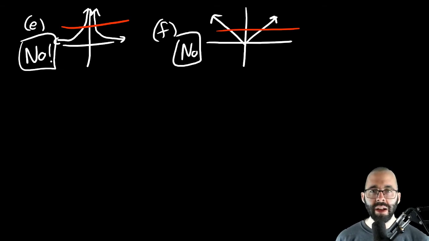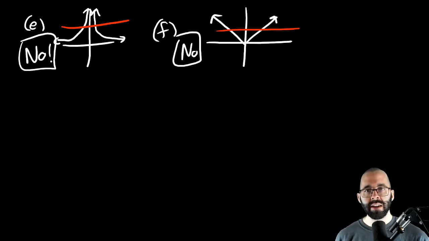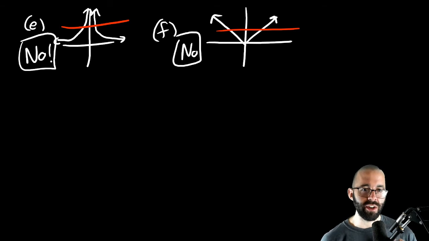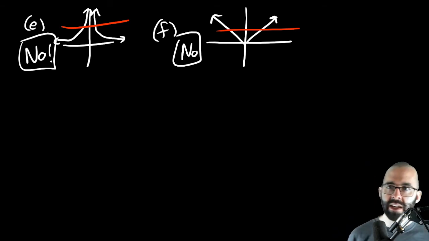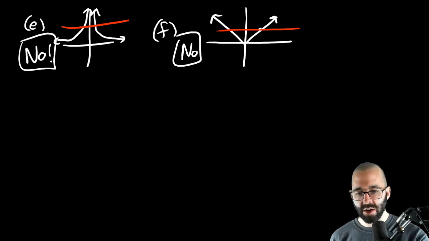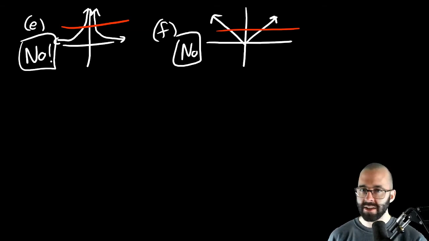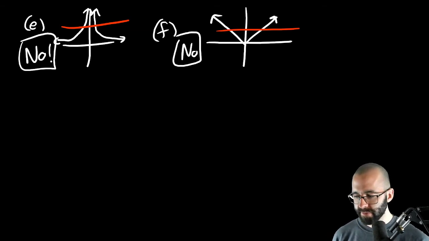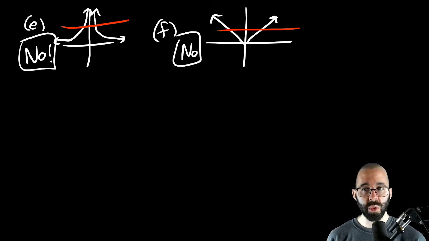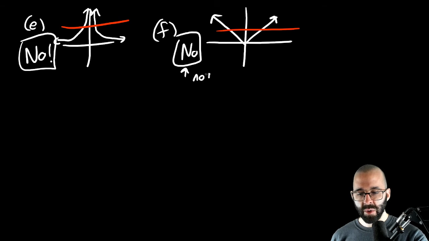And again, by these red lines, these are just examples of some horizontal lines that show that it fails that test. If you can draw a horizontal line that crosses the graph at least twice, then it does not have an inverse function. It is not one-to-one. So no is the same thing as saying not one-to-one.